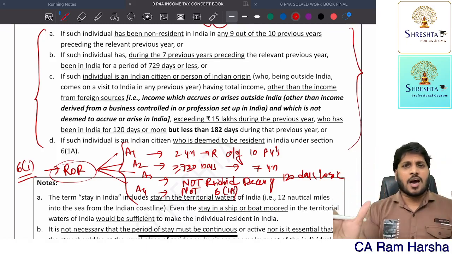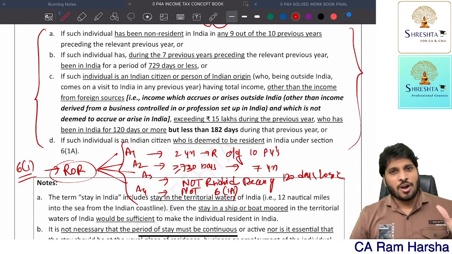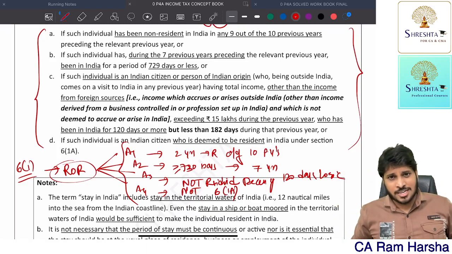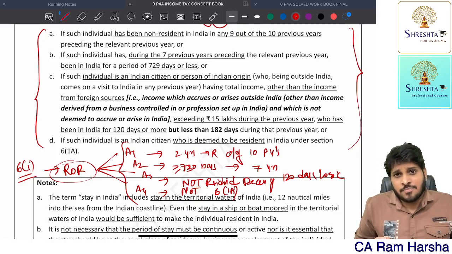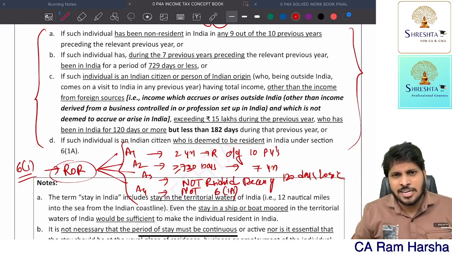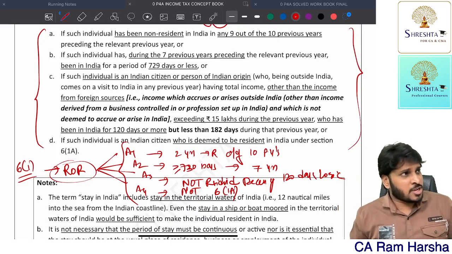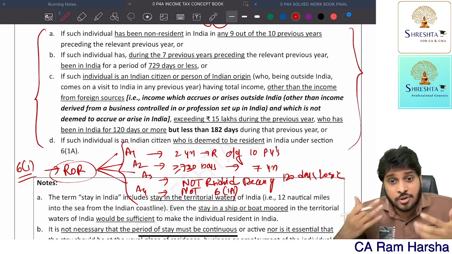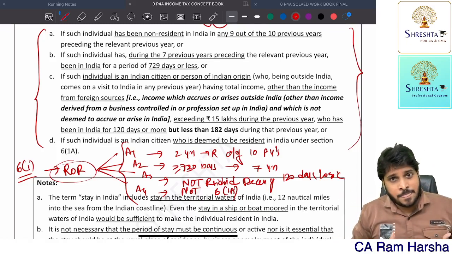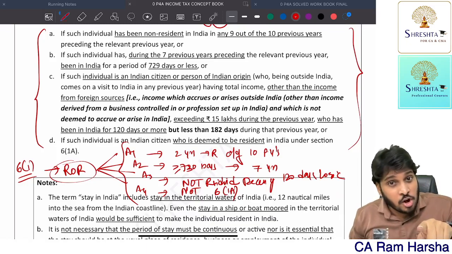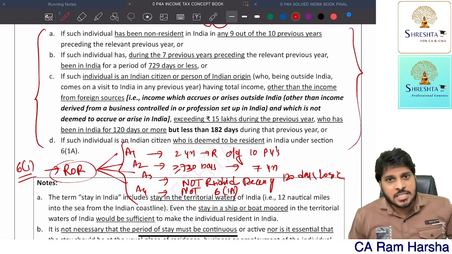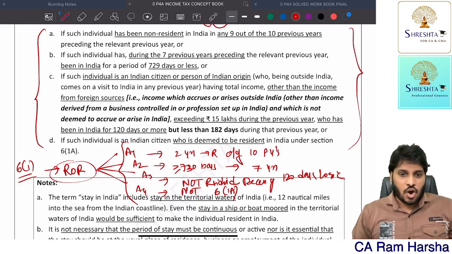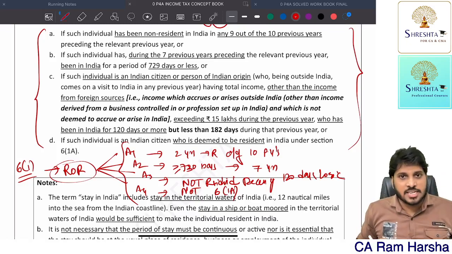When you are always R&OR, and in the past 10 years, 9 years you were a non-resident, and now also R&OR, because out of the past 9 years you were not a resident, how can you be ordinarily resident? You are resident only for this year, not ordinarily. If at least 2 years you were a resident, I would have considered you ordinarily resident. Another case: in the past 7 years you stayed hardly 729 days or less, so ordinarily you are not a resident. Only this year you are a resident.